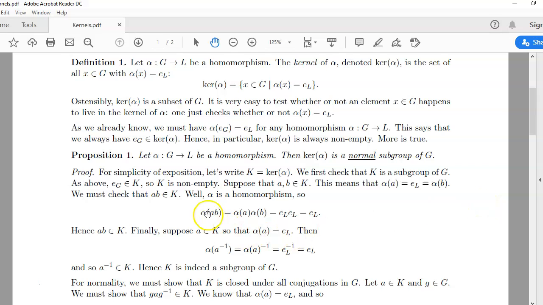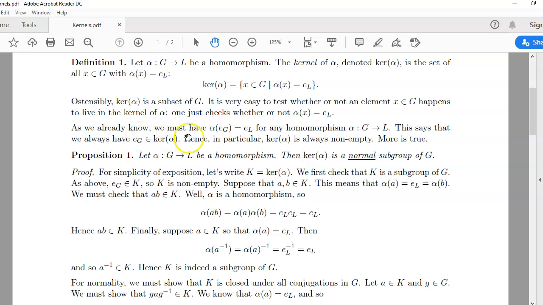Okay? So let's prove the first proposition, which is: suppose you had alpha from G to L, and that was any good old homomorphism. The claim is that the kernel of alpha is always a normal subgroup of G. Now I'm only going to go through the first part of the proof here. You should read the rest, but I'm just going to use the subgroup test, and then I'm going to check normality by conjugates. That's what happens down here.